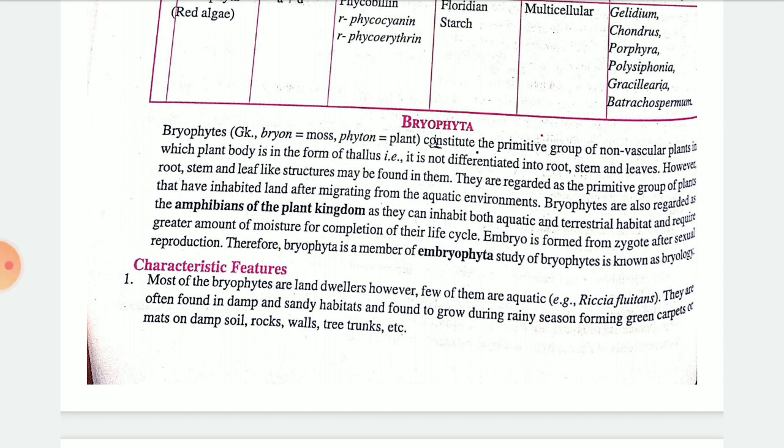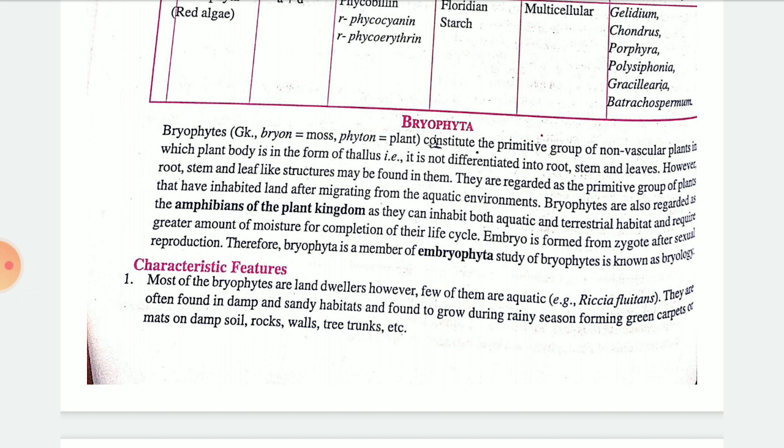Today we will continue with our next topic, that is bryophyta. Last class I explained to you about the thallophyta. There we had studied the three different classes of thallophyta, that is chlorophyta, rhodophyta and phycophyta. Today we will learn about the bryophyta.